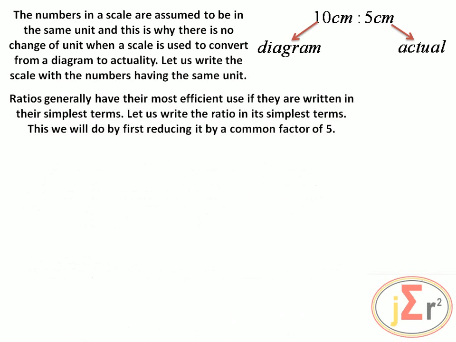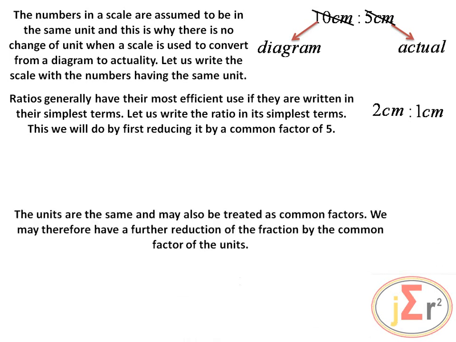Ratios generally have their most efficient use if they are written in their simplest terms. Let us write the ratio in its simplest terms. This we will do by first reducing it by a common factor of 5. So reduce that ratio by a common factor of 5. 5 into 10 centimeters, 2 centimeters. 5 into 5 centimeters, 1 centimeter.